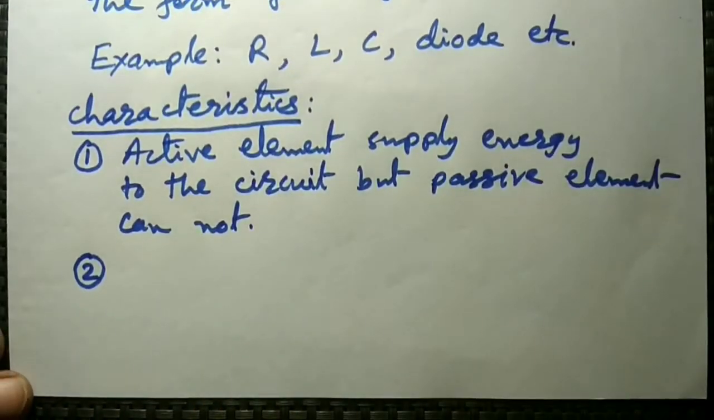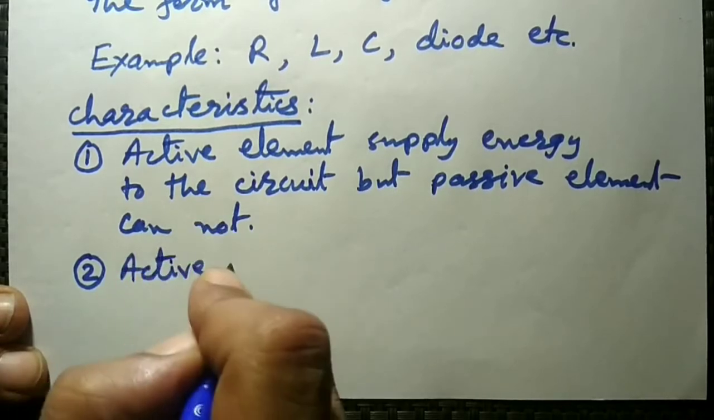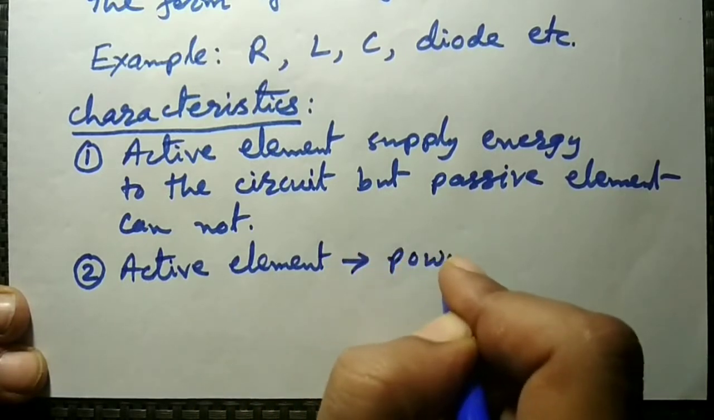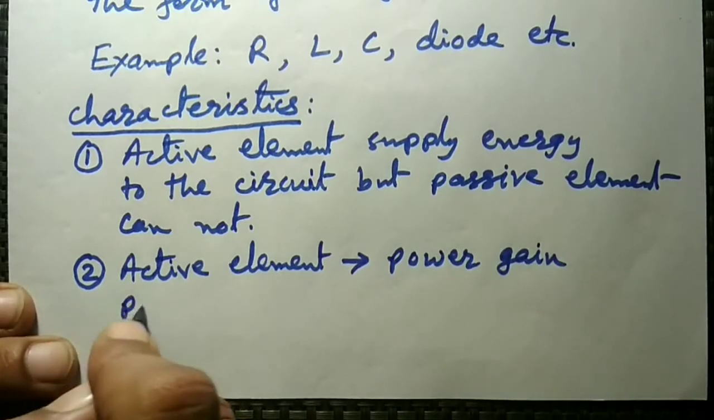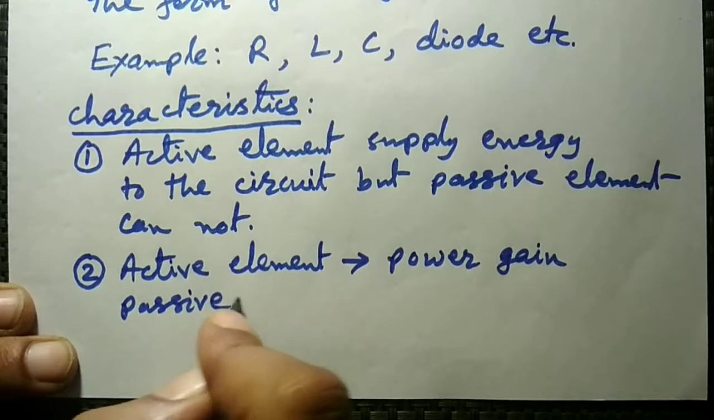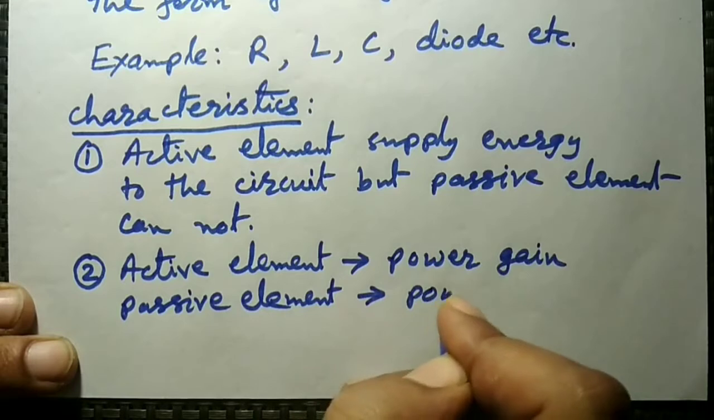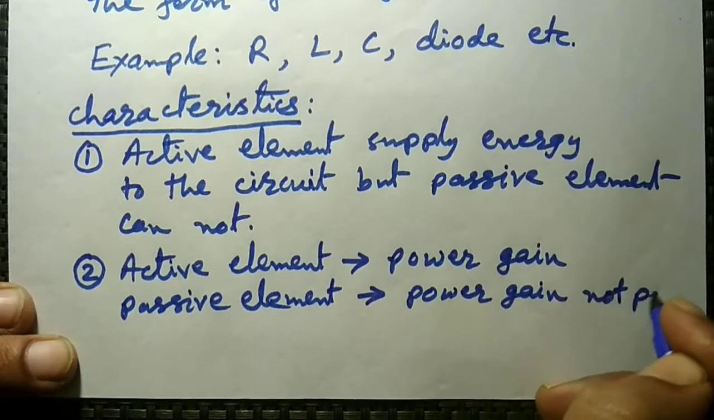The second point is that the active devices are capable of providing power gain and passive devices are incapable of providing the power gain. So for an active element, the power gain is possible, but in a passive element, it is not possible. Power gain is not possible.